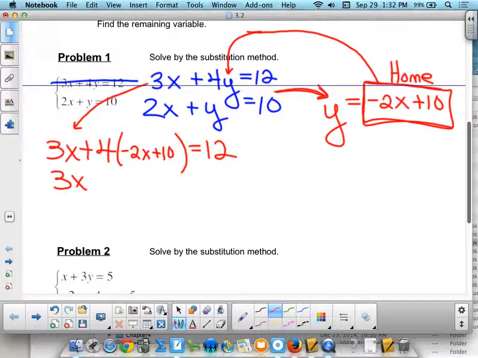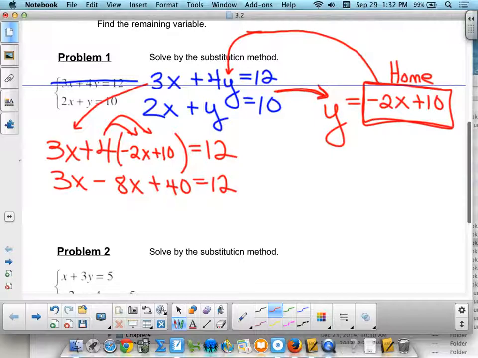3x. Okay, what's this and what's this? Negative 8x. Multiply. Plus 40 equals 12. Okay, we're down to one variable. We just have to solve this equation for the x. X term minus an x term plus a number.